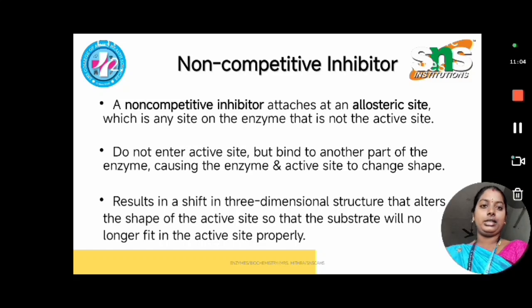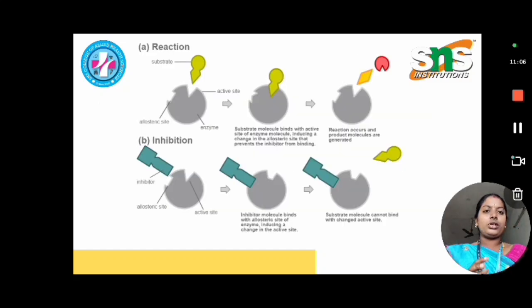Occur there. So you could see in the first one, the reaction is a common one: the substrate molecule binds with the active site and carries out the reaction. And in the second one, the reaction occurs and the product molecules are generated.